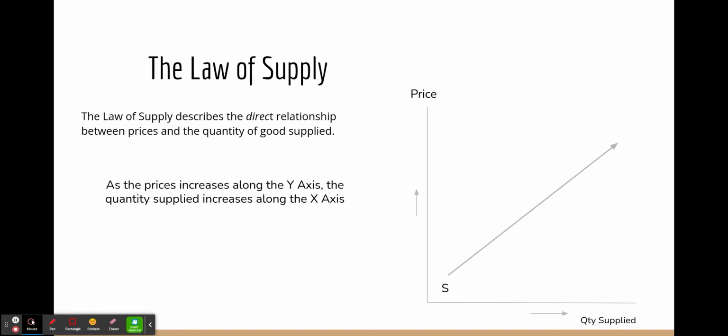Again, the quantity supplied at the lower price is represented by the green line, and at the higher price by the red. The intersection of the price and quantity lines is a point on the supply curve labeled S.